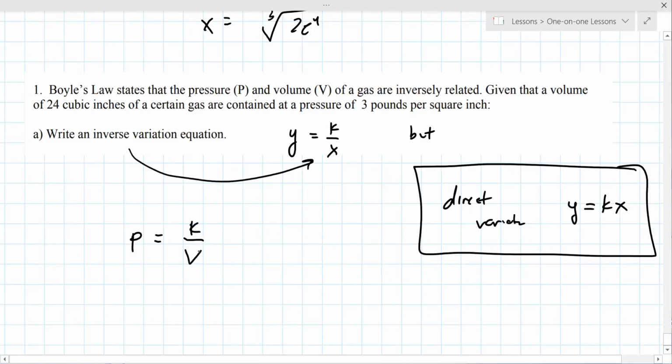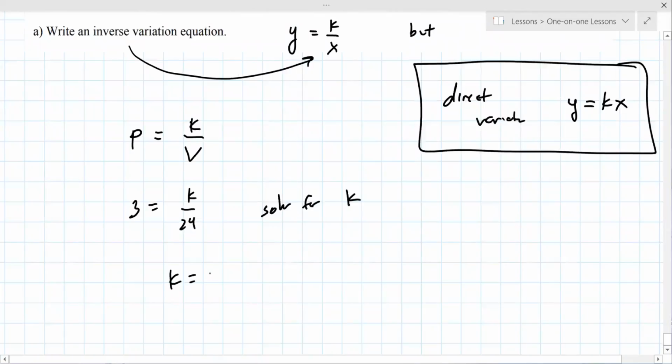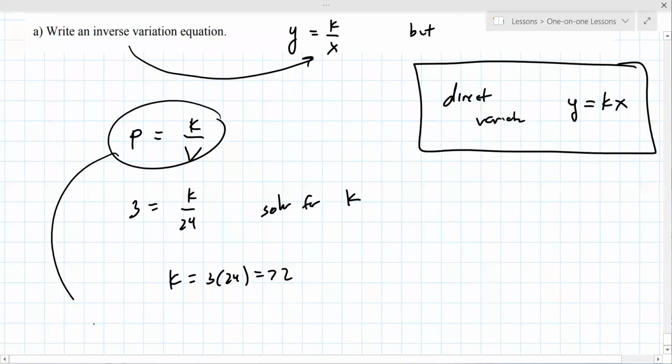So they're going to give you p and v, which they give you here. They tell you that p is 3 and v is 24, and you have to solve for k. So k equals 3 times 24, which is 72. And then you rewrite this with the new k. So p equals 72 over v. And that's your final answer for that.